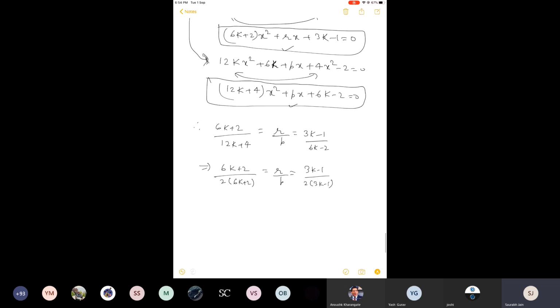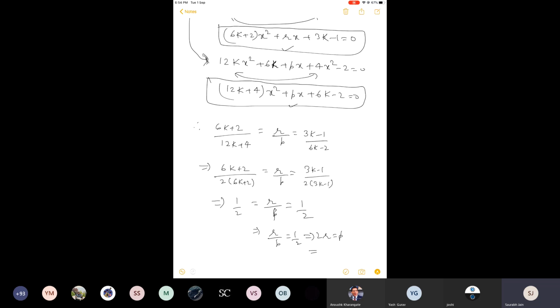So what will happen? You can cancel the numerator and denominator. You will get this. That means overall r by p is half. R upon p is half. 2r equals p. Or this implies 2r minus p equals 0. Okay, this is what you were supposed to find, the value of 2r minus p.